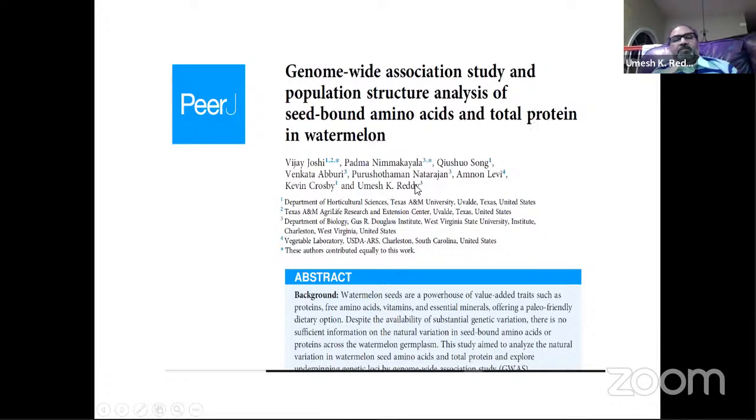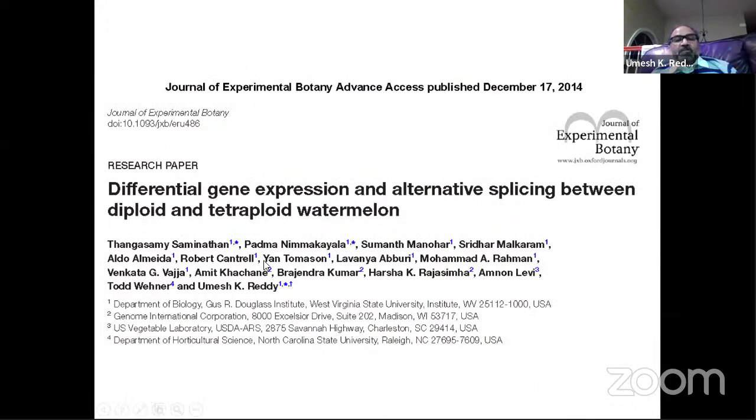So with Texas A&M, we collaborated and identified important watermelon types that have very high amino acids and high total protein. And then we identified some genes that are important for these amino acids and total protein accumulation in seeds. These are all open source materials. I will share this PowerPoint with Dr. Rao. He can share it with you so that you can read these papers. Also, the watermelon currently used in the United States is seedless watermelon. 99% of people eat only seedless watermelon.